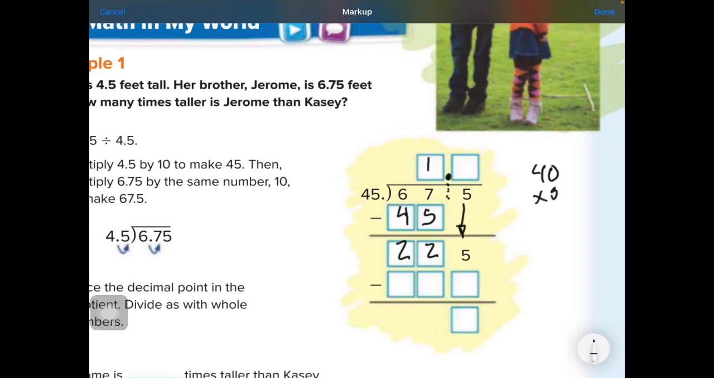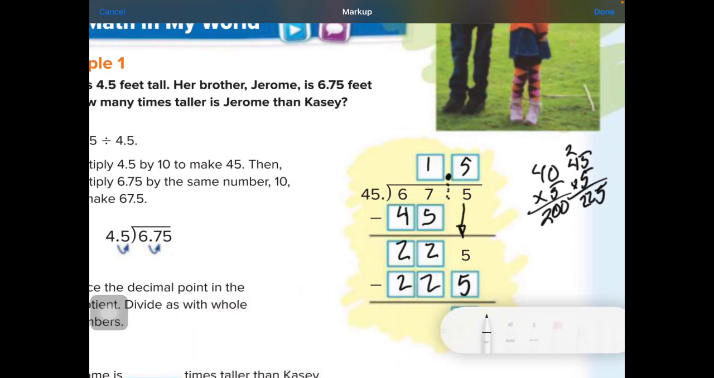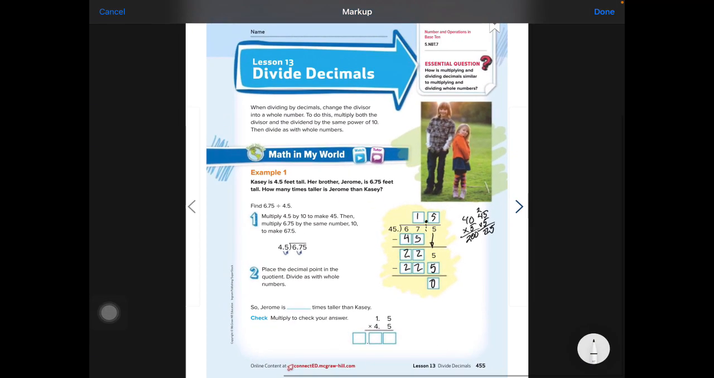225. So if I estimate, I remember that 40 times 5 is 200, right? So I bet if I did 5 times 45, 5 times 5 is 25, 20, 21, 22. Yay, right on the money. 225. Then my answer comes to 0 and I can be done.